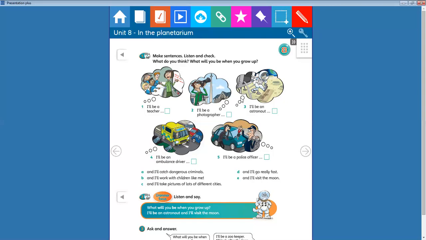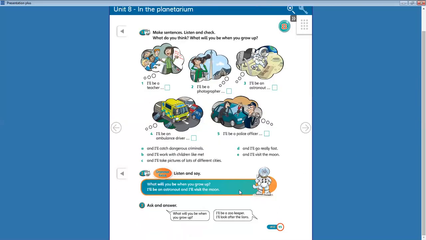Sorry. So that was for the vocabulary. Let's move to grammar. For our grammar lesson today, we will see, inshallah, another thing. Okay, let's read these 2 sentences and I'll give you the audio to listen to them. What will you be when you grow up? I'll be an astronaut and I'll visit the moon.